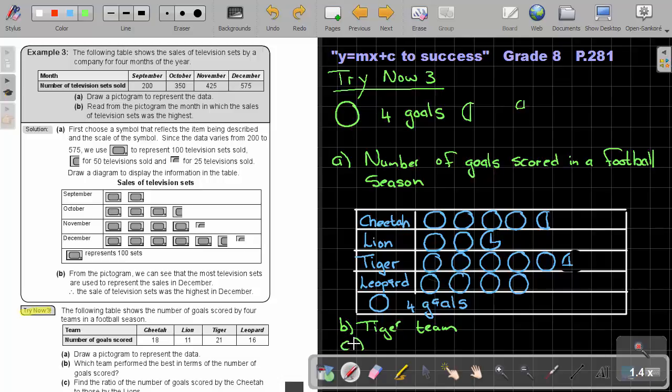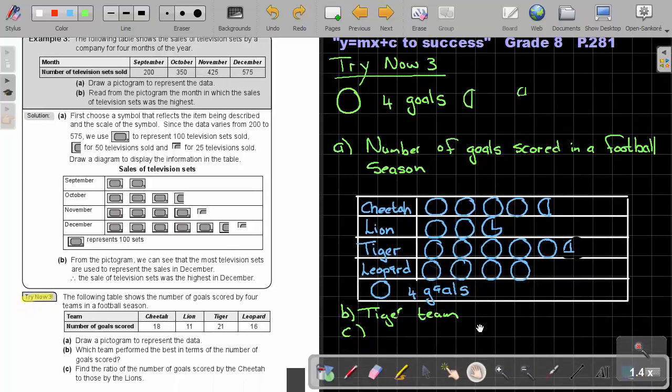And then the last one: find the ratio of the number of goals scored by the Cheetahs to those by the Lions. So the number of goals by the Cheetahs and the Lions, and if I look at that ratio, it's going to be 18 for the Cheetahs and 11 for the Lions. If they want it as a ratio, I'm just giving them that ratio, 18 to 11.